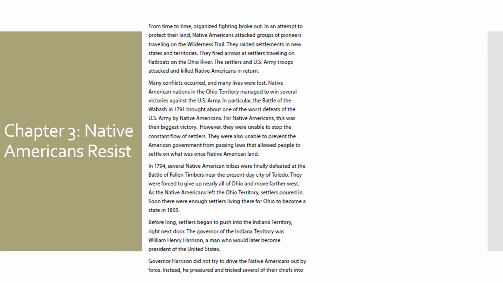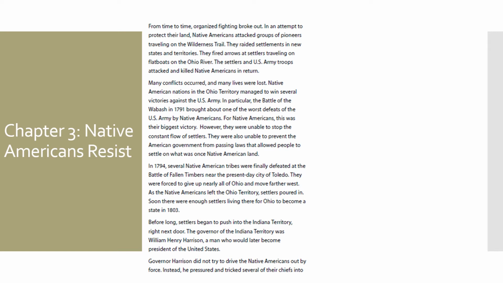Native American nations in the Ohio Territory managed to win several victories against the United States Army. In particular, the Battle of the Wabash in 1791 brought about one of the worst defeats in the U.S. Army by Native Americans. For Native Americans, this was their biggest victory. However, they were unable to stop the constant flow of settlers. They were also unable to prevent the American government from passing laws that allowed people to settle on what was once Native American land.